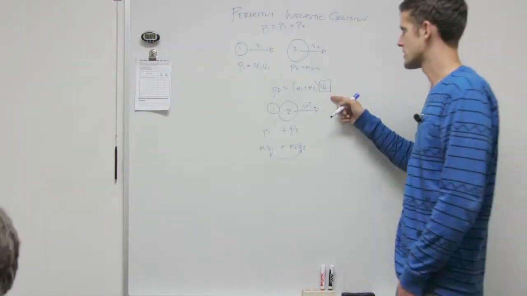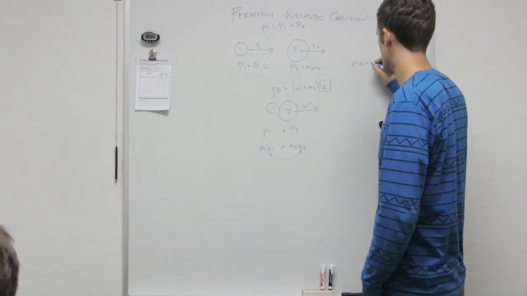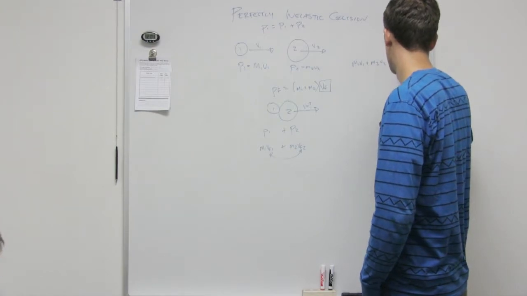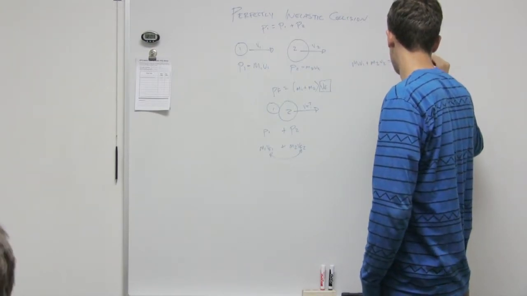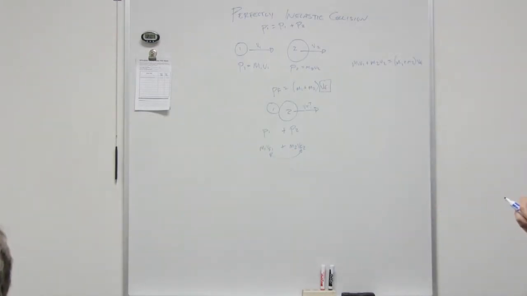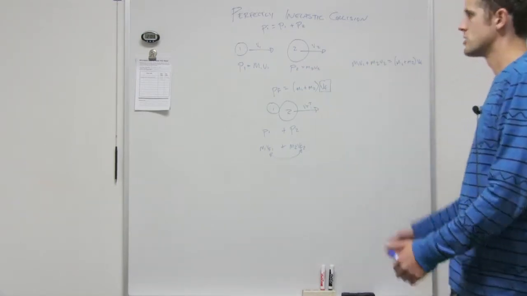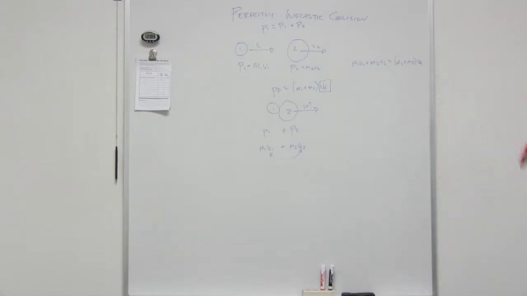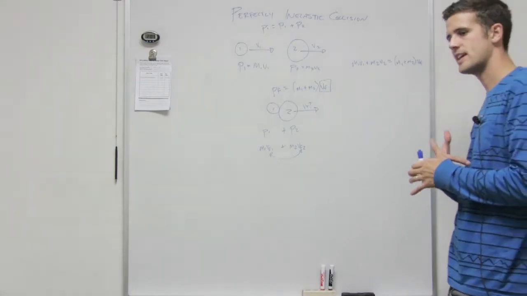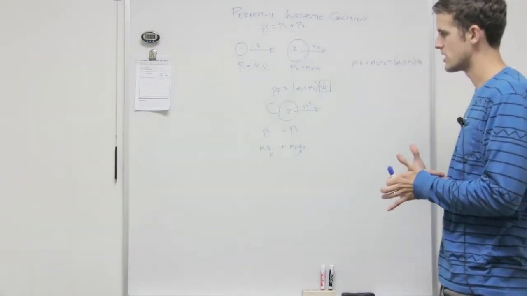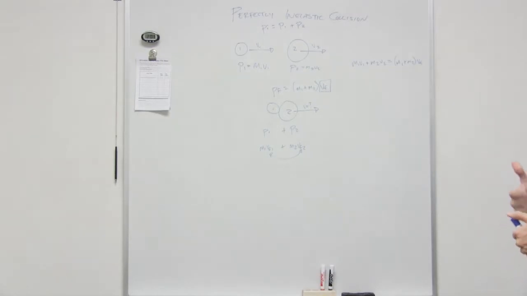So if we wanted to solve for velocity final, we could say M1 V1 plus M2 V2 equals M1 plus M2 times velocity final. The only unknown we have is velocity final. So perfectly inelastic collisions we can solve just with momentum. Does that make sense? If it says two objects collide and it's perfectly inelastic, that means they stick together and move away together. You can solve it just with momentum. Momentum will be conserved and you'll be able to solve it.